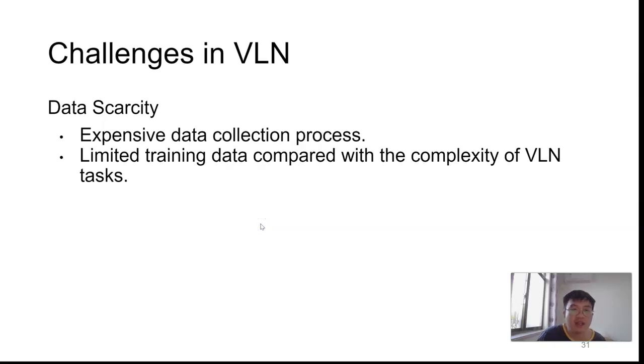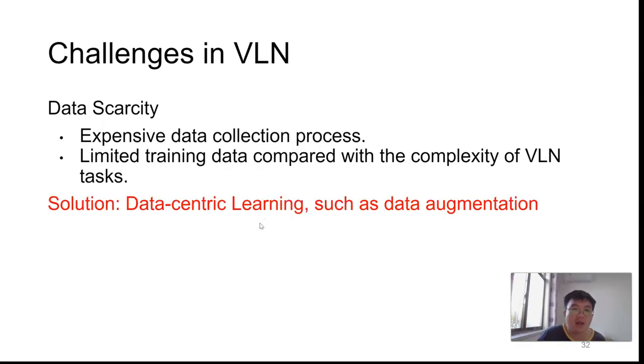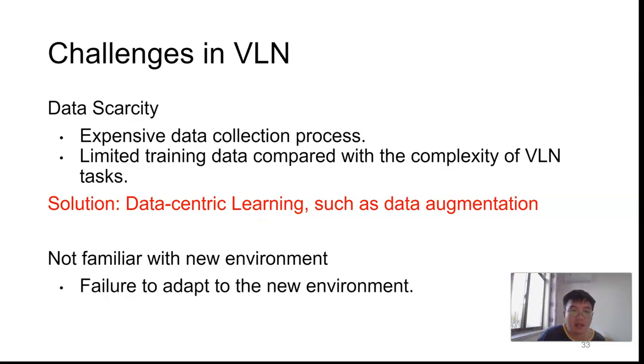Third, how to deal with data scarcity. Compared with other methods, the training data in VLN is quite limited. So in that case, some data-centric learning methods, for example, data augmentation, could be useful. Finally, we usually want the agent to be tested on a new environment. So failure to adapt to the new environment would also be an issue.